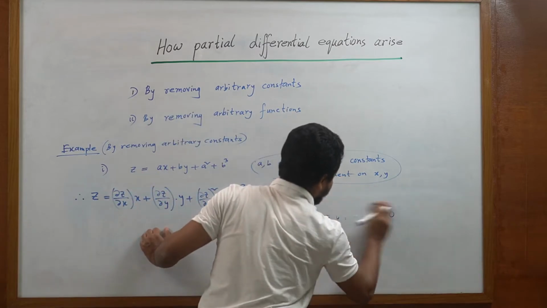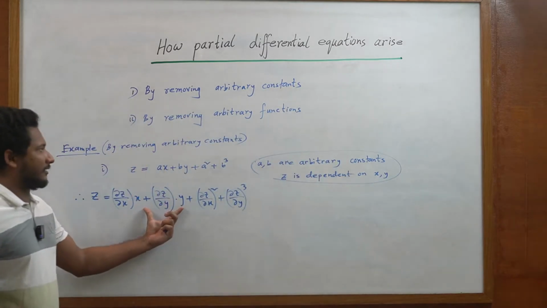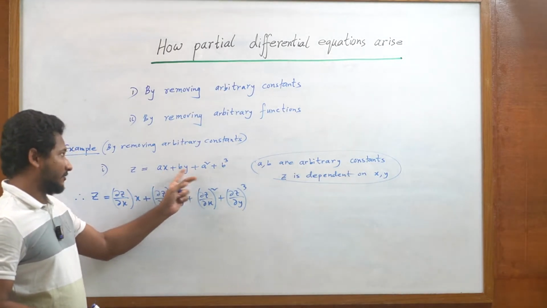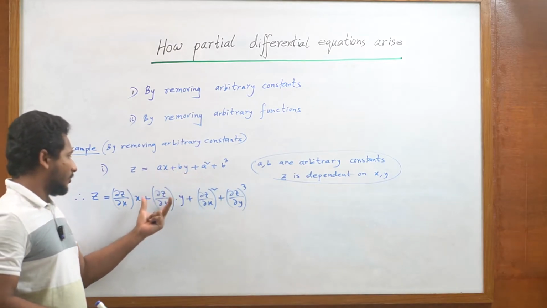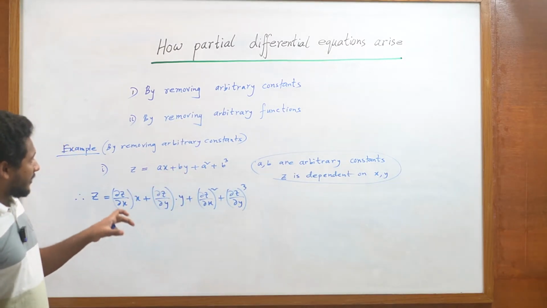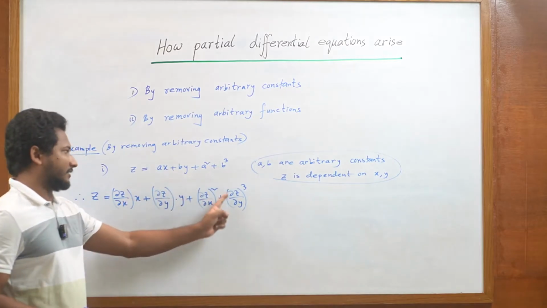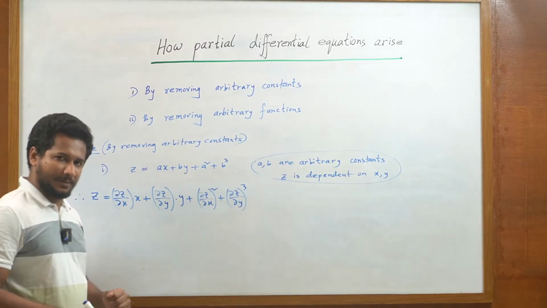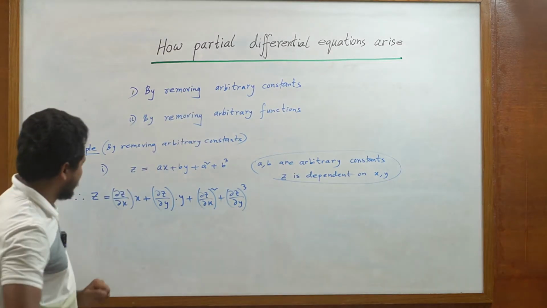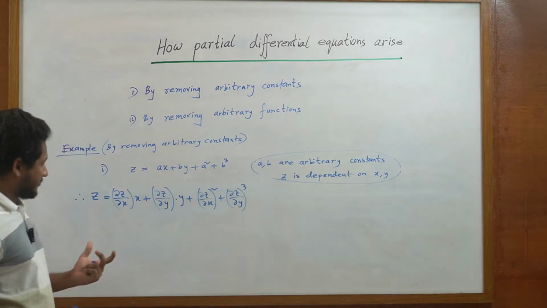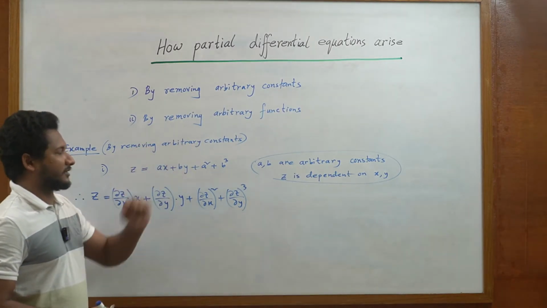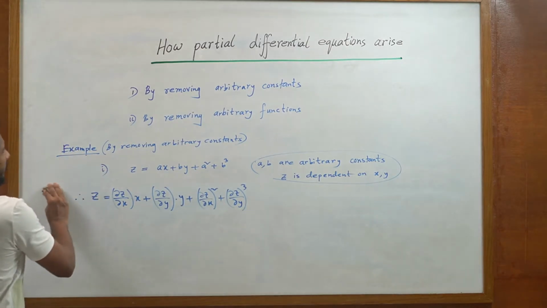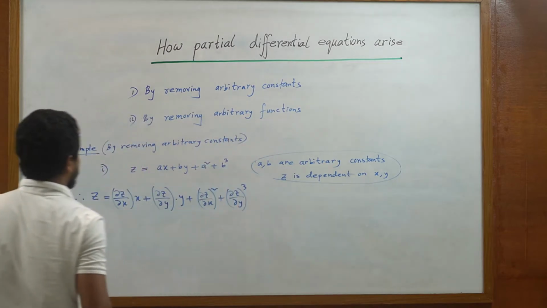and this equation is free from arbitrary constants. And when we try to remove arbitrary constants, we will get the equation where partial derivative operators are present. So partial differential equations will arise when we remove arbitrary constants from an equation. Okay? Now we will go to the example of removing arbitrary functions.